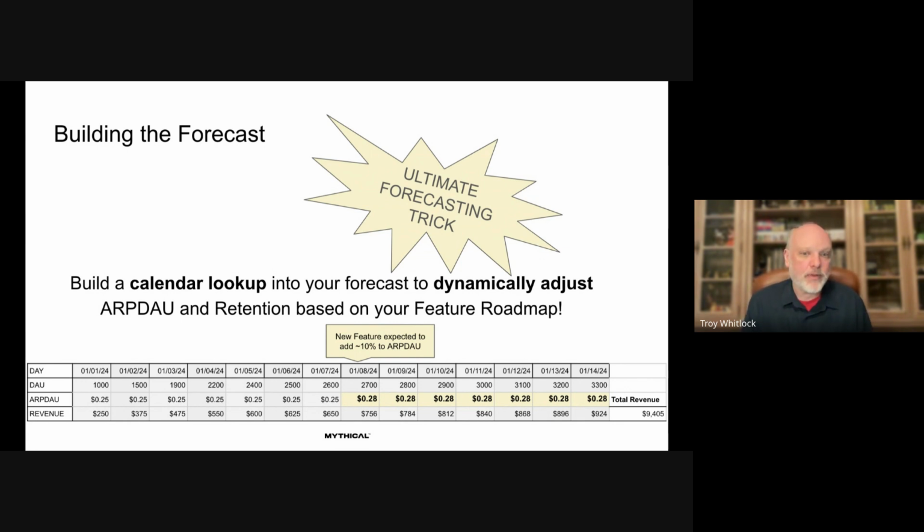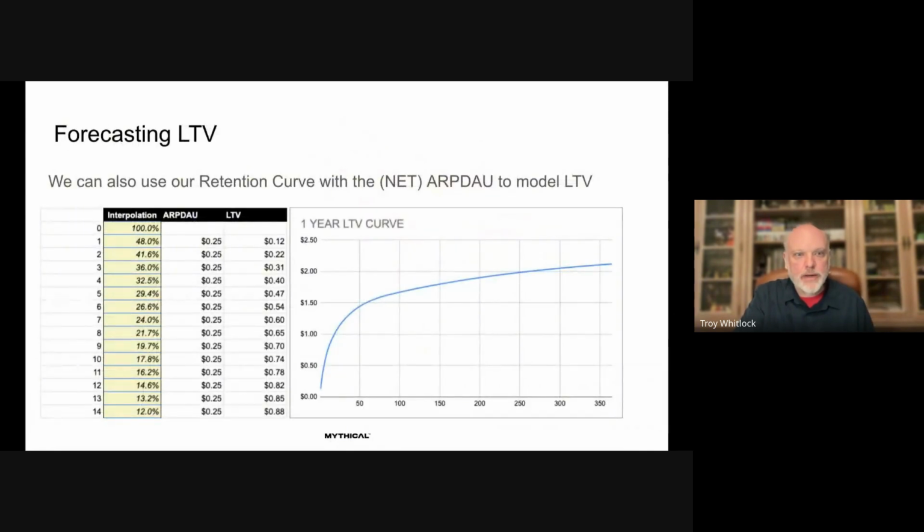In this example, I've got a new feature that's going to add 10% to my ARPDAU. Say I'm going to release a battle pass on that day. In my forecast, it can then dynamically switch the ARPDAU on the day that feature releases, and you can estimate future potential into your forecast, not just based on backwards looking performance. All right, a few more topics on forecasting.